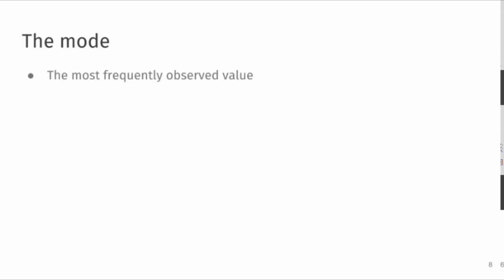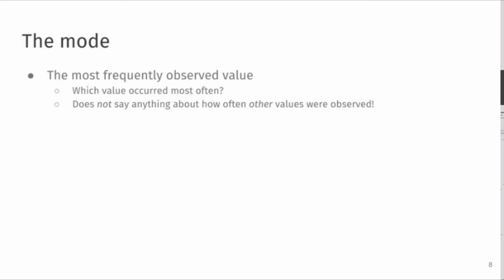It's just the most frequently observed value in our data set, which value occurred most often. But as we'll see, it doesn't say anything about how often other values were observed. So the mode seems like a good thing to know, but maybe it's not the most typical.